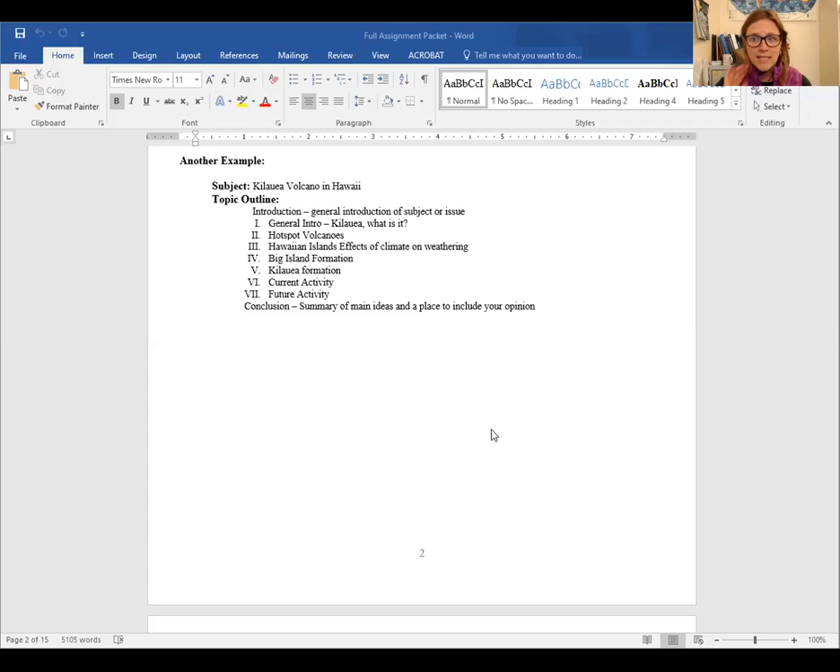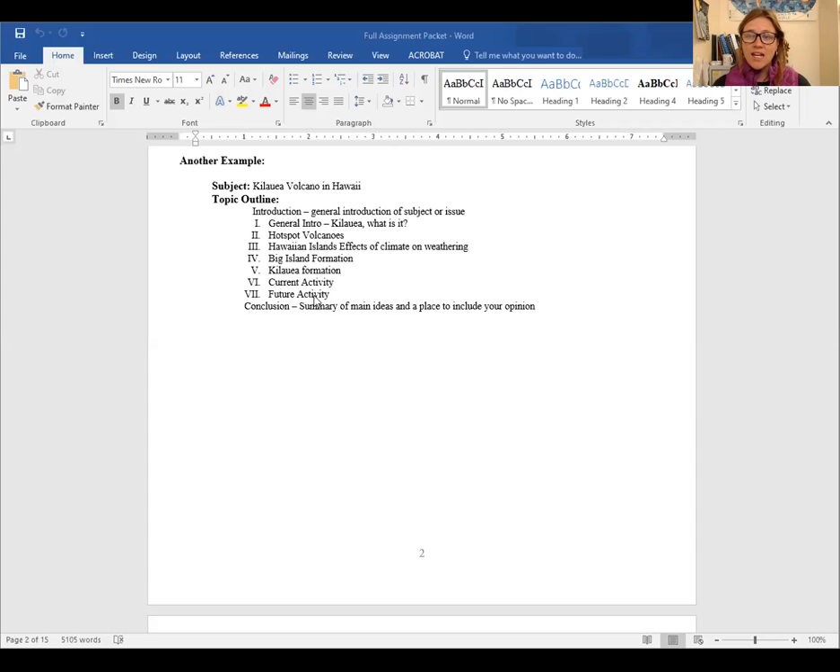So in this particular case, I said, well, first I'm just going to address what Kilauea is, if people haven't really heard of it before. And then I'm going to back up and talk about the most general introduction to this topic first. Kilauea happens to be a hotspot volcano, so I'm going to explain what a hotspot volcano is generally. Then I'm going to talk about the Hawaiian Islands more generally. Then I'm going to talk about the Big Island of Hawaii, which is the island where Kilauea exists.